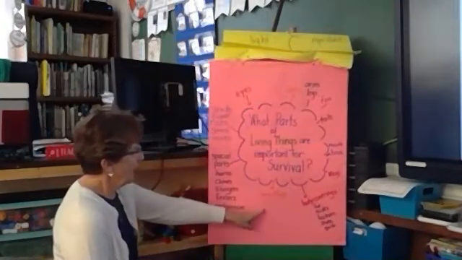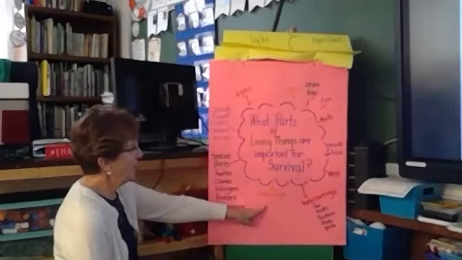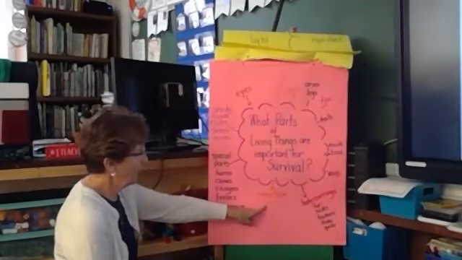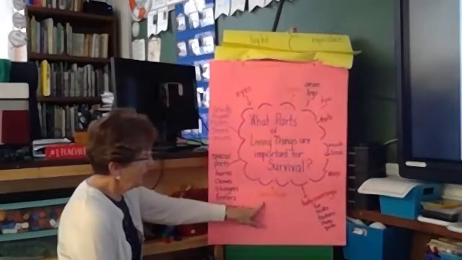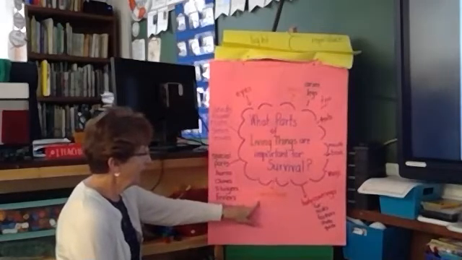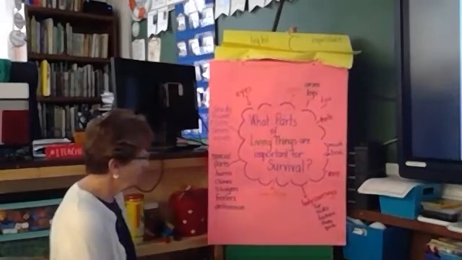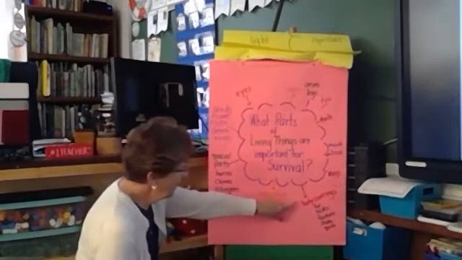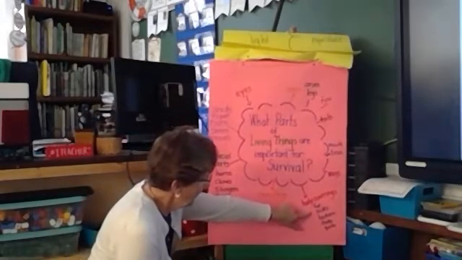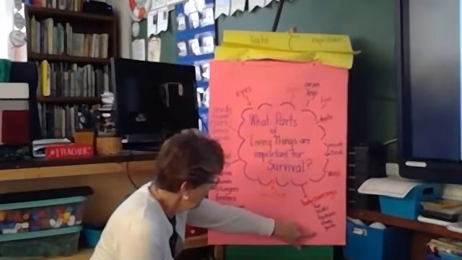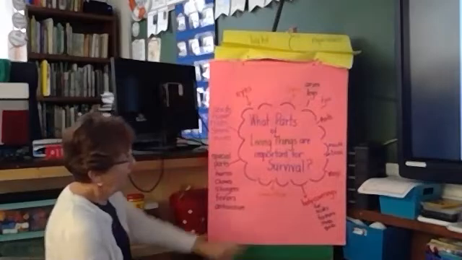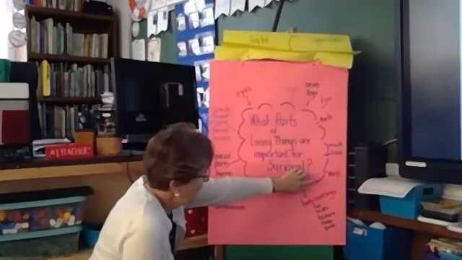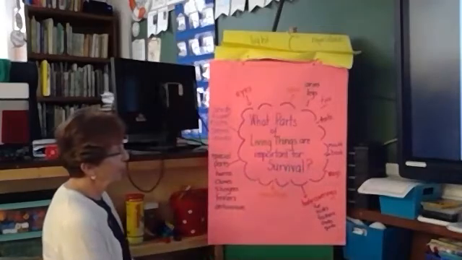Okay? So camouflage is one part of a living thing that's important for its survival. It helps to keep predators from seeing them, and it also helps predators to be hidden while they're looking for their prey. Body coverings such as fur, scales, feathers, shells, and quills are body parts that help living things survive. Wings, whether it be on a bird or a bat or a moth, help them to escape from predators.